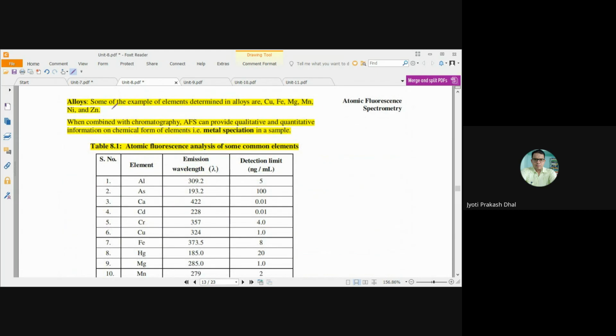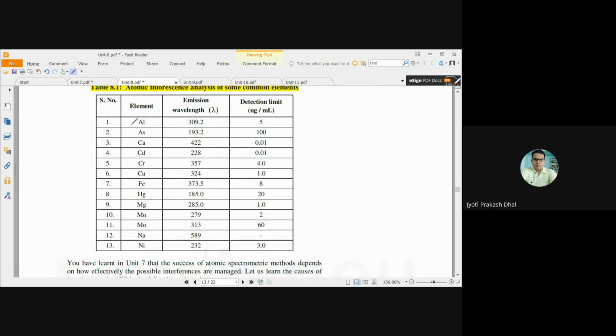And for alloy, some examples of the elements determined in alloys are copper, iron, magnesium, manganese, nickel, and zinc. Combined with chromatography, AFS can provide qualitative and quantitative information on the chemical form of the element, that is called metal speciation in the sample.